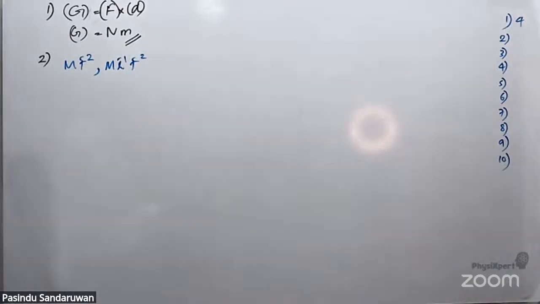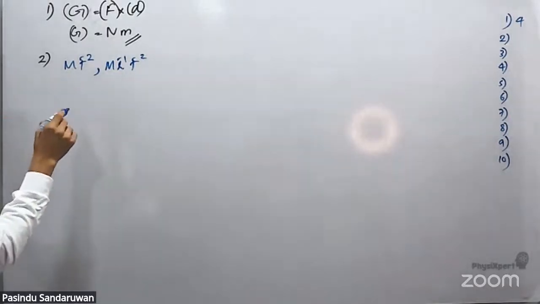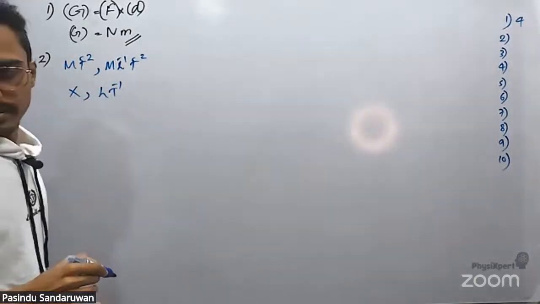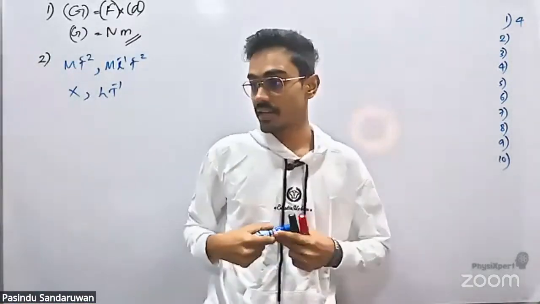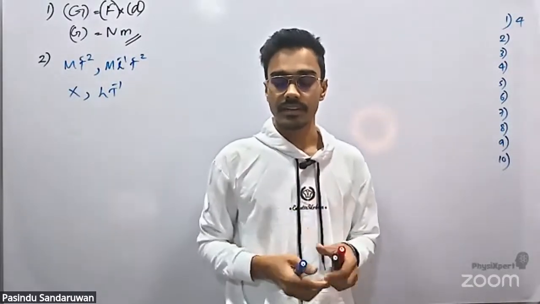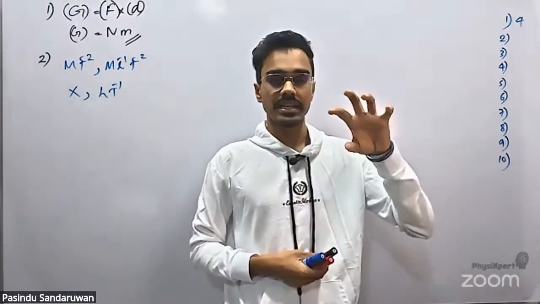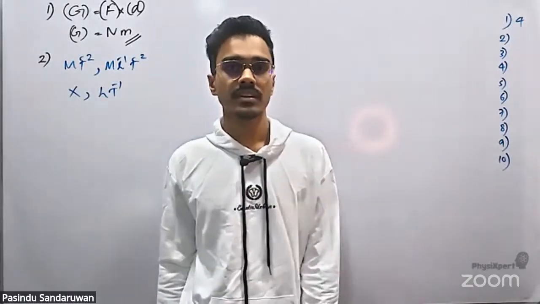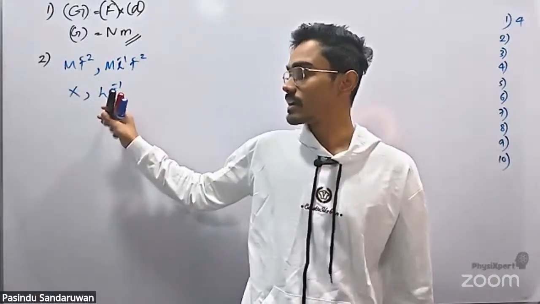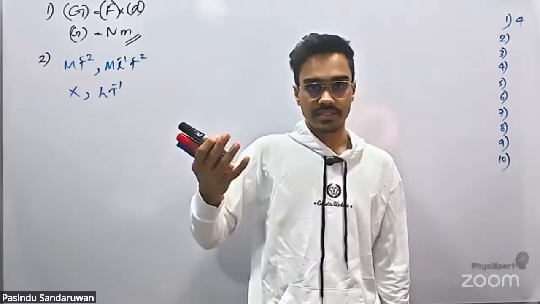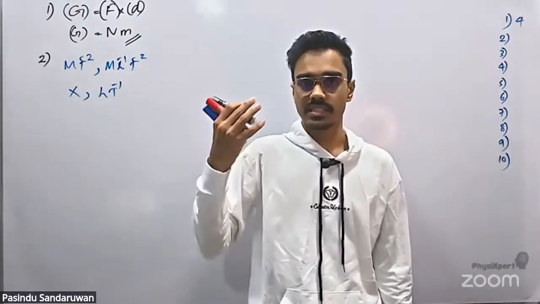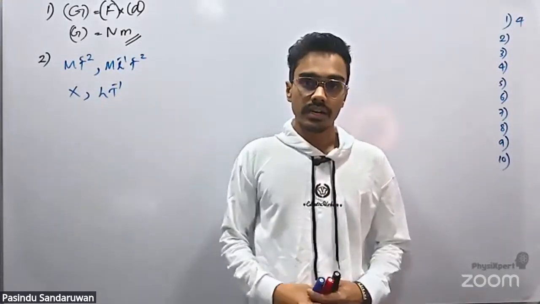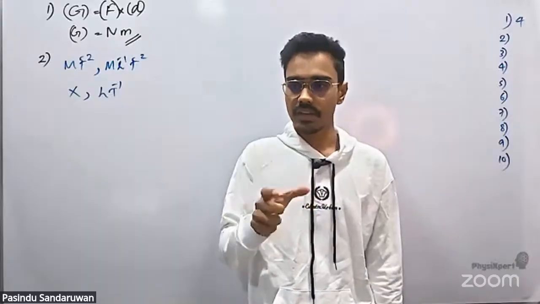Then second one, relative density and relative velocity. Relative density has no dimensions. Relative velocity has the dimension of velocity. Relative density is a ratio, because relative density means the density of an object over the density of water, so it is dimensionless. Relative velocity is a difference or a sum of velocities, so it has the same dimensions as velocity.